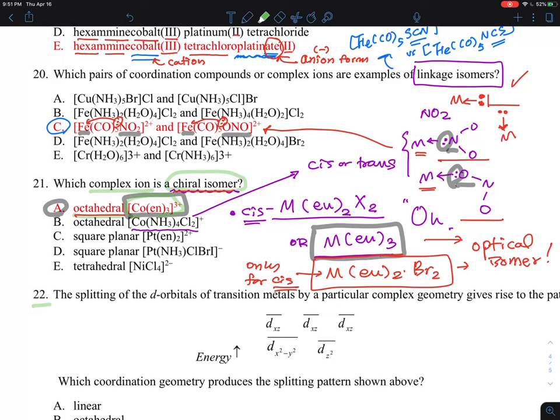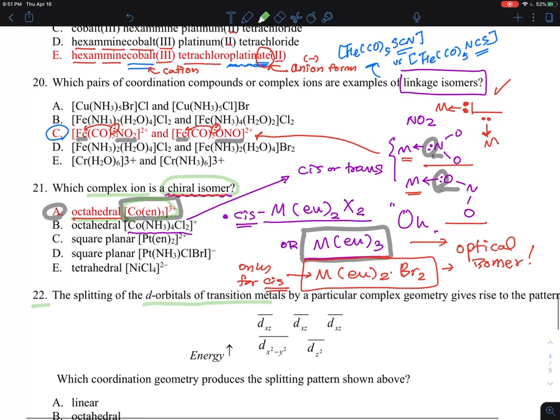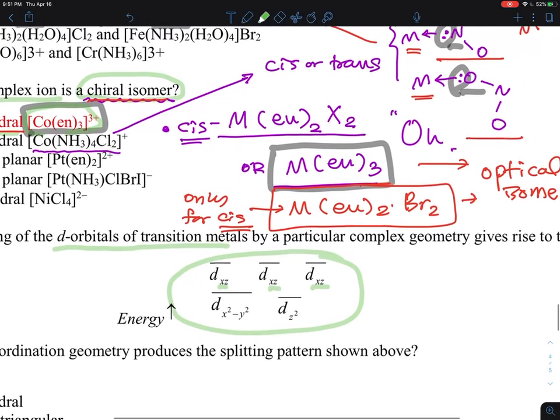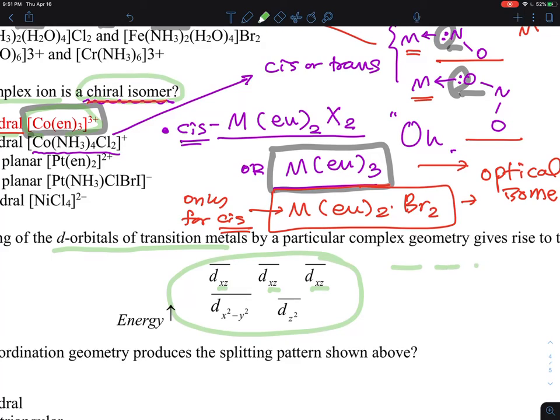Number 22 asks about the d orbitals of a transition metal, and they found this kind of splitting. What do you see? You see the in-between orbitals have higher energy, right? So the energy splitting is now 3 in between. I think that Dr. Ma made a mistake here. It should be dxy, dyz, and dxz. Okay, so that's the one.